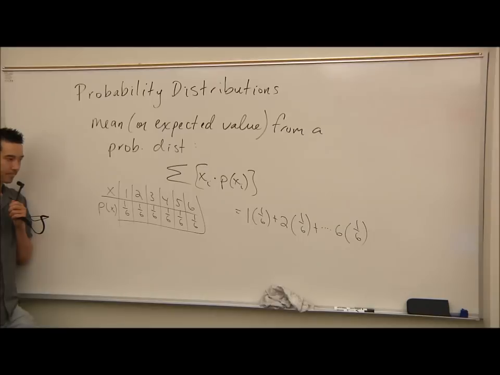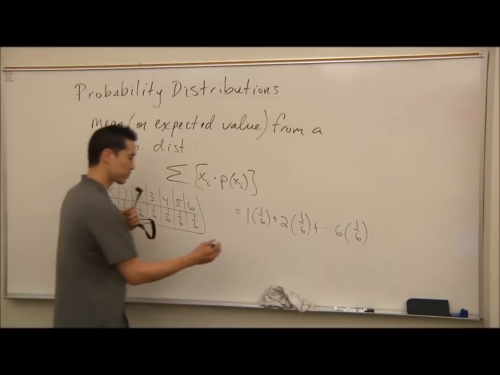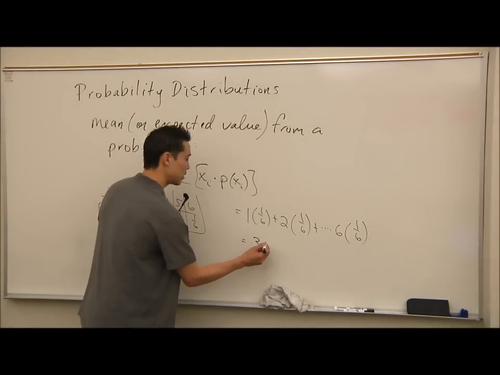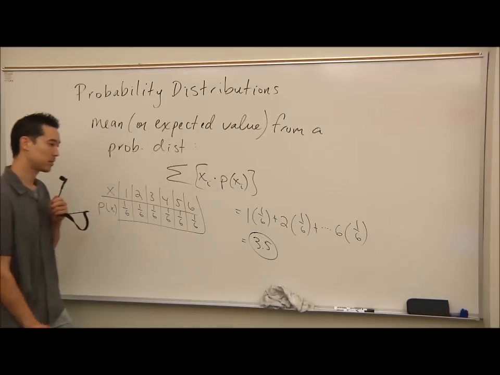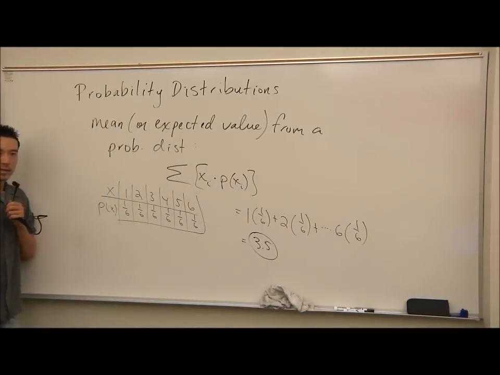What did you guys get? 1 times 1 over 6 plus 2 times 1 over 6 plus 3 times 1 over 6, yeah, 3.5. 3.5? Okay. Now let's talk about the meaning of that for a second. This is saying if I roll a single die, on average I expect to get a 3.5. Okay? Do I expect to get a 3.5 if I roll a single die? First of all, is it even possible to get a 3.5? No, it's not even possible.